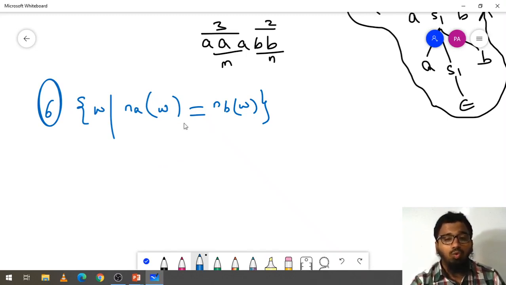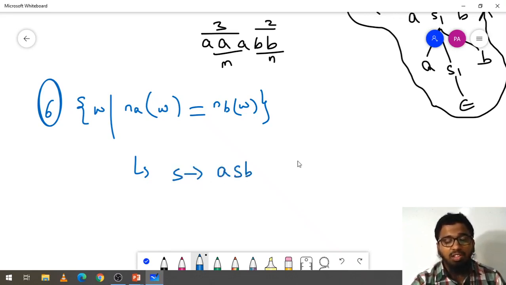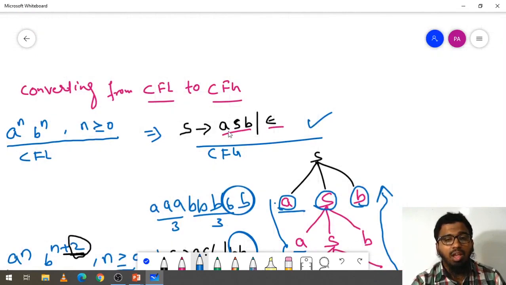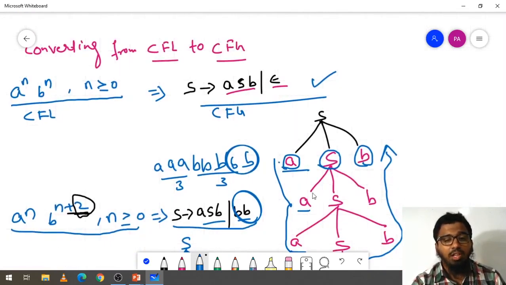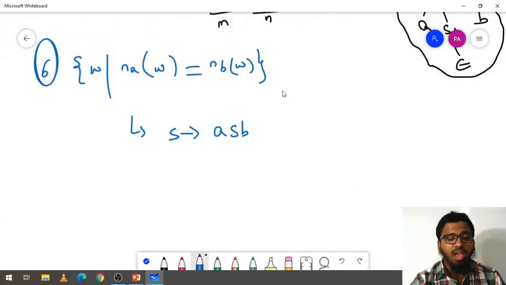So how to do that? Let's check it out. First, S. We know small a, S, B is for an equal number of A's as well as B's, like we just did. A S B gives us an equal number of A's and B's. But in this equation, maybe A should be first or B should be first, so you can write B S A. If you do either of these, you will get an equal number of A's and B's.